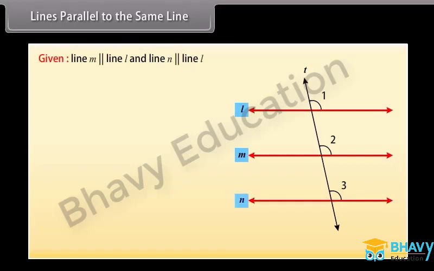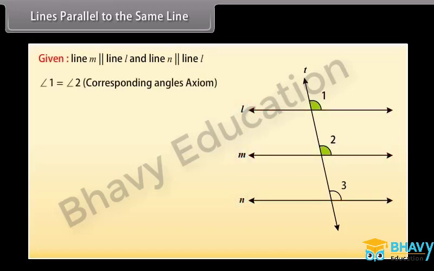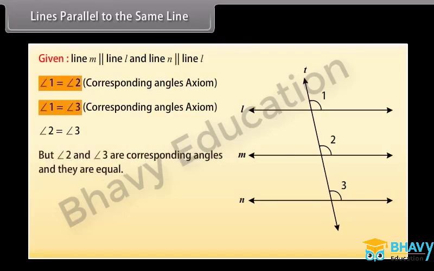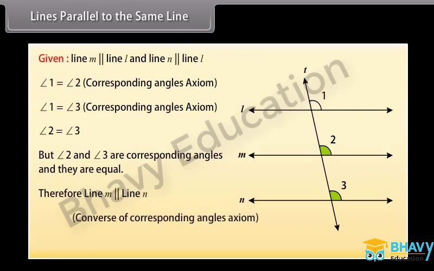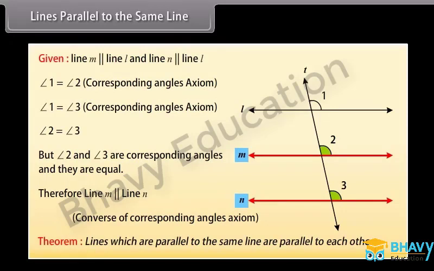Therefore, by using the corresponding angles axiom, we can say that angle 1 is equal to angle 2 and angle 1 is equal to angle 3. So from these two, we can say that angle 2 is equal to angle 3. But angle 2 and angle 3 are corresponding angles and they are equal. Therefore, by using the converse of the corresponding angles axiom, we can say that line M is parallel to line N. And this result can also be stated in the form of a theorem. Lines which are parallel to the same line are parallel to each other.